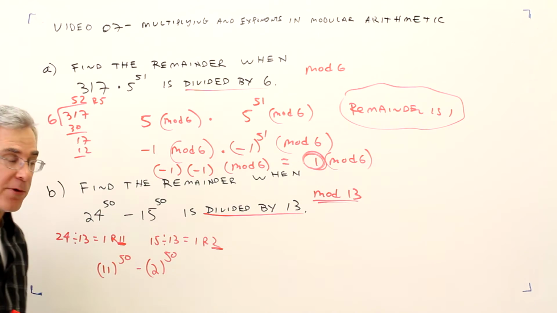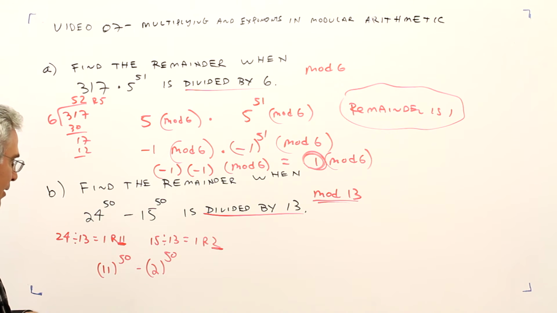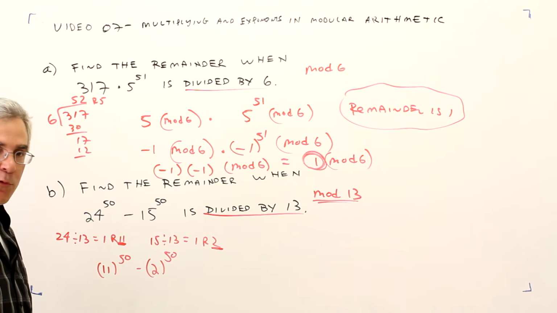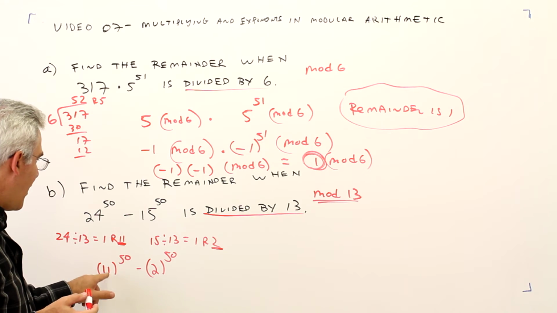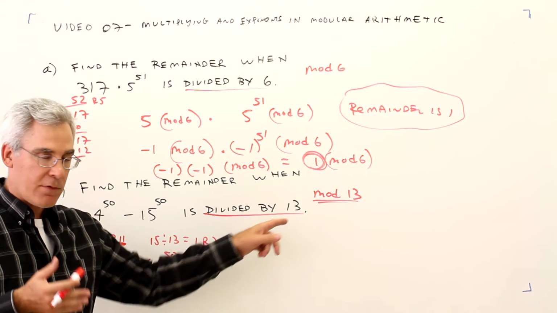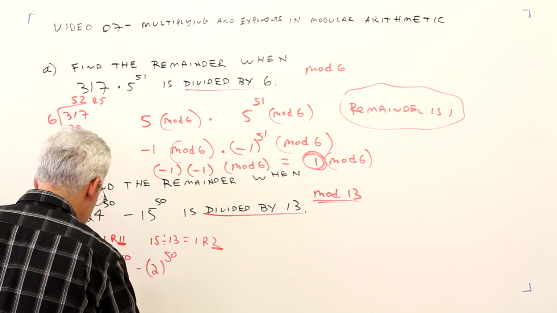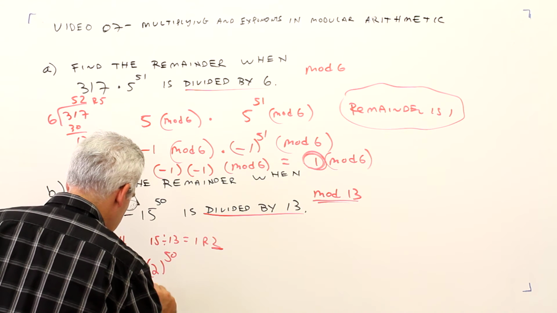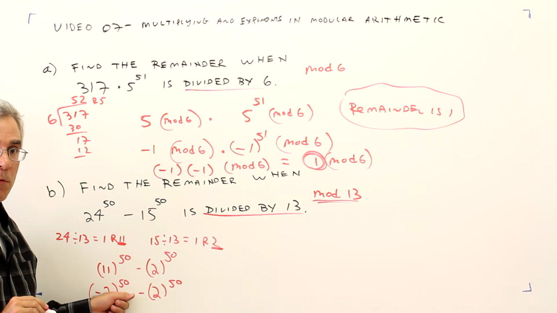And again, I'm in mod 13. That's still not really happening. Can't really get them to be zeros or ones. Let's see if I can make something else happen. 11 is congruent to, I could add 13s or subtract 13s, that's the same as negative 2 to the 50th. And negative 2 to the 50th will be positive. A negative times an even number of factors will be positive. So that's really 2 to the 50th.